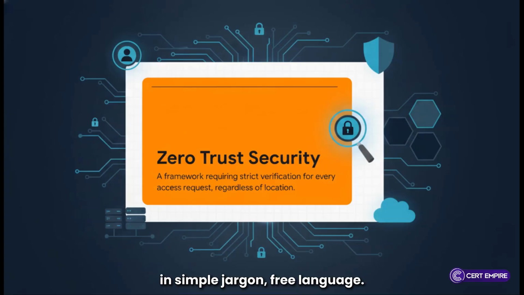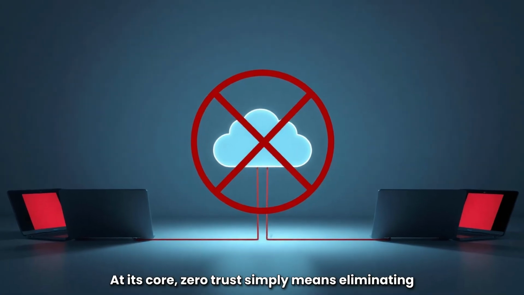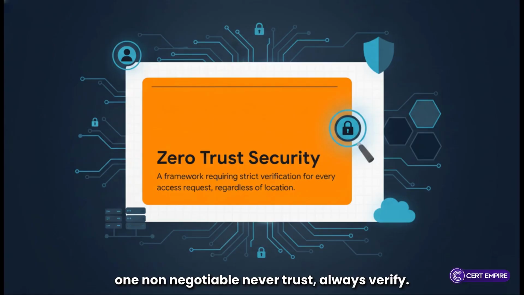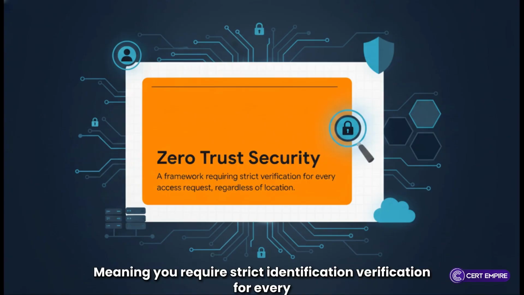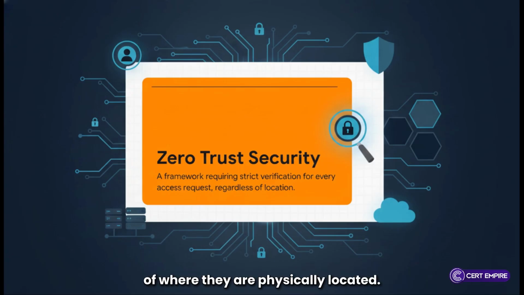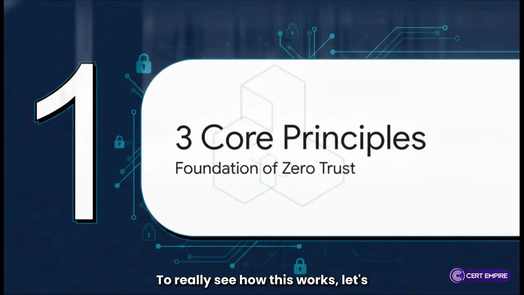Right, so give it to me in simple, jargon-free language. What exactly is Zero Trust? At its core, Zero Trust simply means eliminating implicit trust across all cloud and remote environments. It's a security framework that operates on one non-negotiable principle: never trust, always verify. Meaning you require strict identity verification for every single user and device requesting access, completely regardless of where they are physically located.